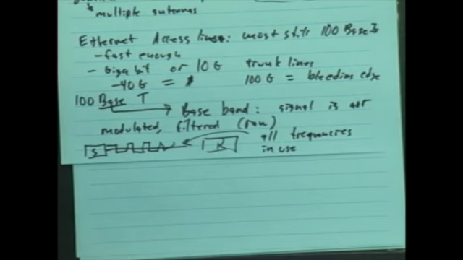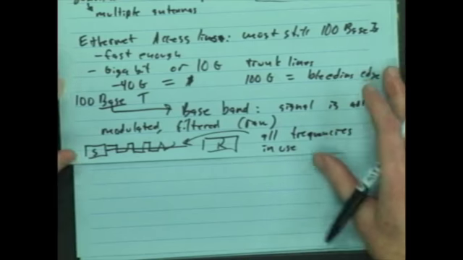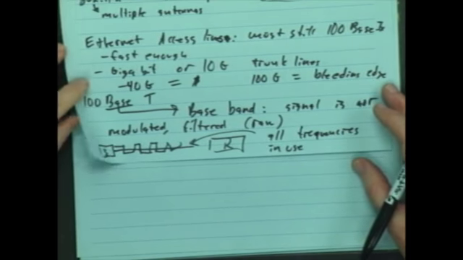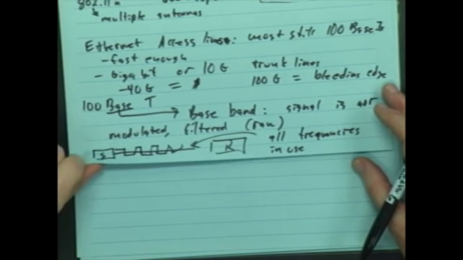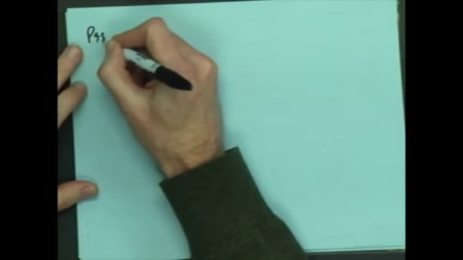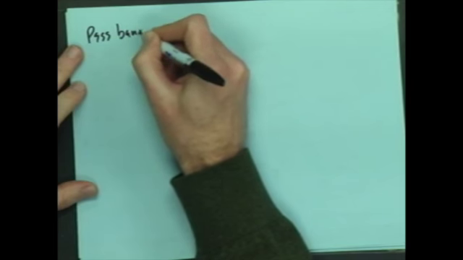So baseband, the signal is over the whole. Basically, you have to assume it's over the whole cable. You can't put another signal in that cable at the same time. It makes it cheaper, but again, you can't share it, so you lose a fair amount of your possible bandwidth. Right? The opposite of baseband is called passband.